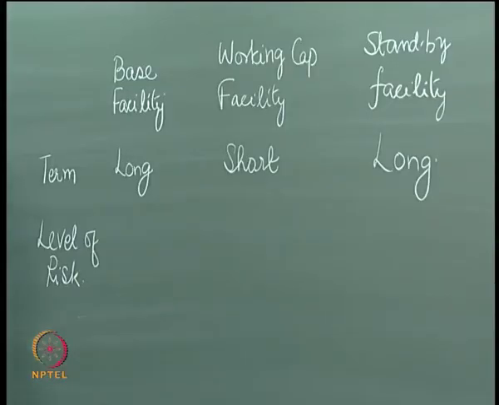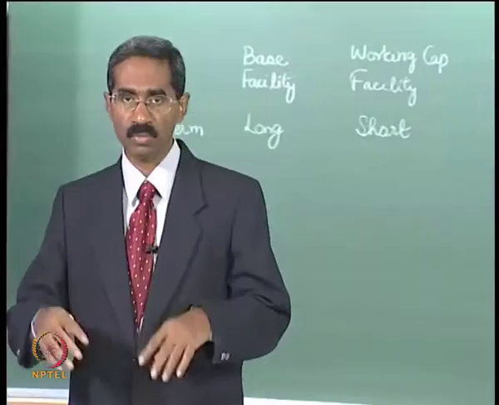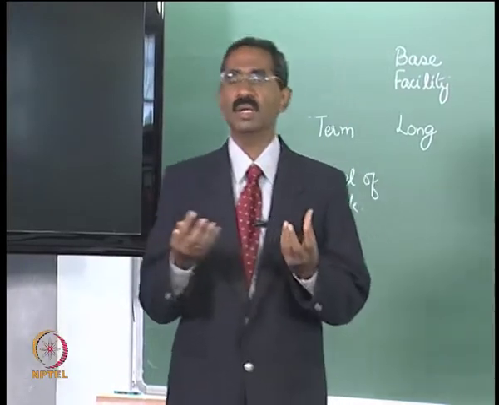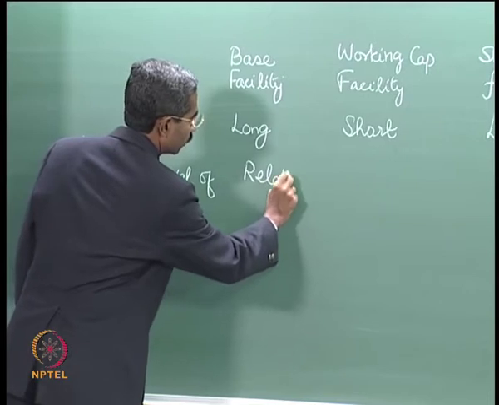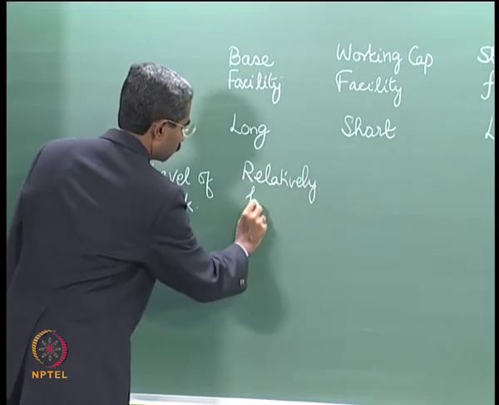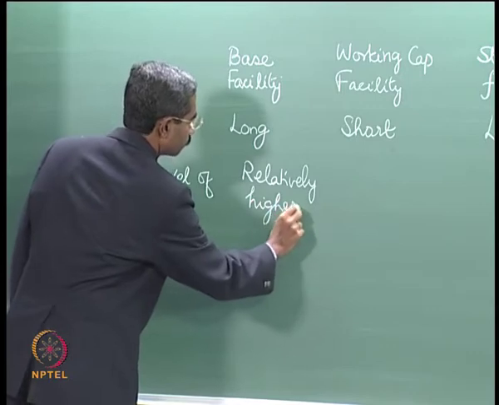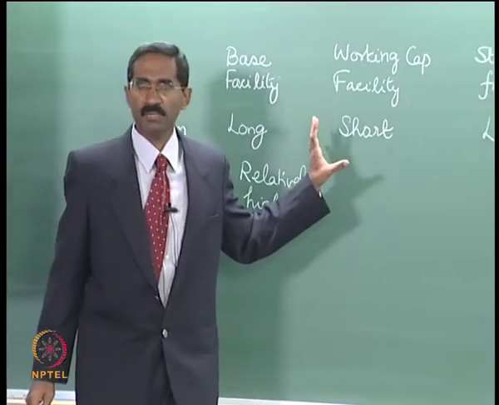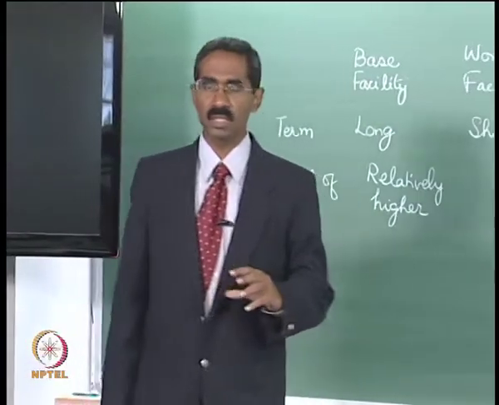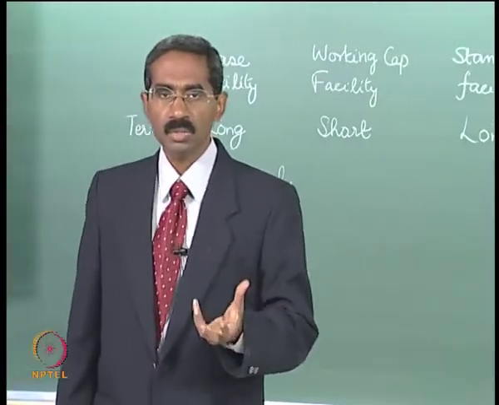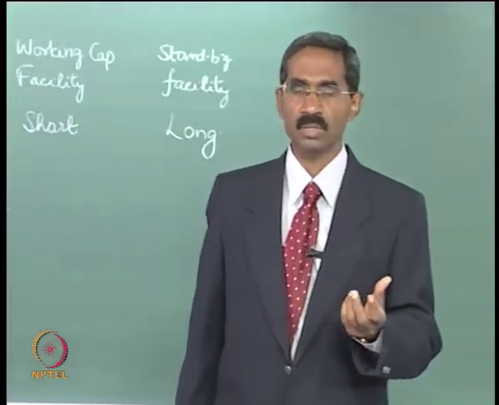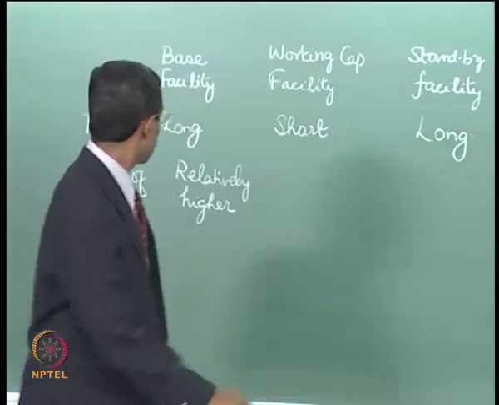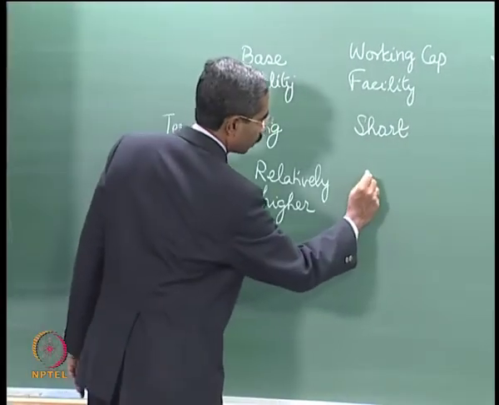So if you look at the base facility, it is actually being provided at the earliest phase of the project life cycle, so therefore the risk is necessarily going to be relatively higher. When you come to the working capital facility, by the time the construction is already complete, the project is in the operation stage. So in the operation stage, the level of risk is going to be relatively moderate as compared to what we have in the construction phase. So the level of risk of the working capital facility will be moderate.